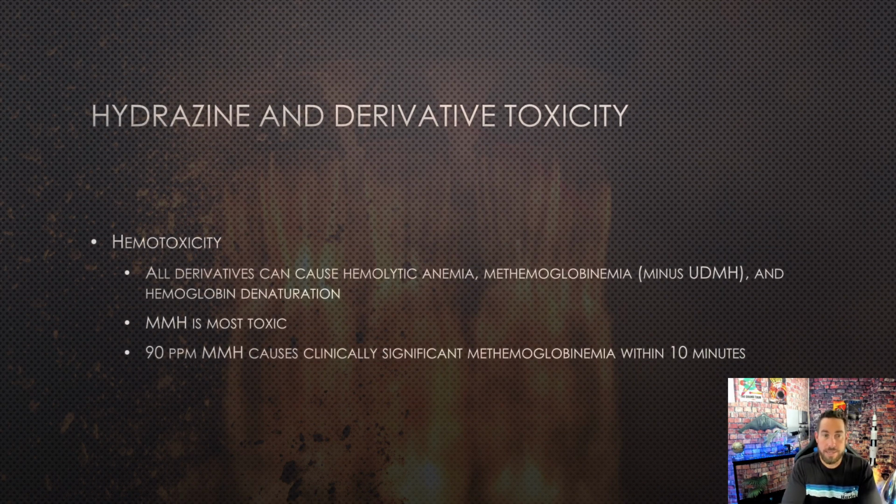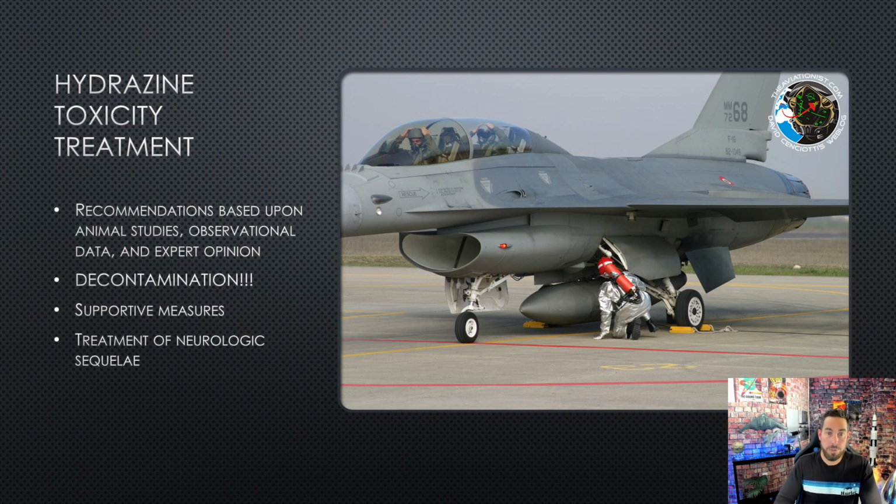Between the derivatives, MMH is the most toxic with regard to hematologic disturbances. Exposure to 90 parts per million of MMH can lead to clinically significant methemoglobinemia within about 10 minutes. So it doesn't take very long, and you're going to start to get cyanotic. So what do you do for exposed?